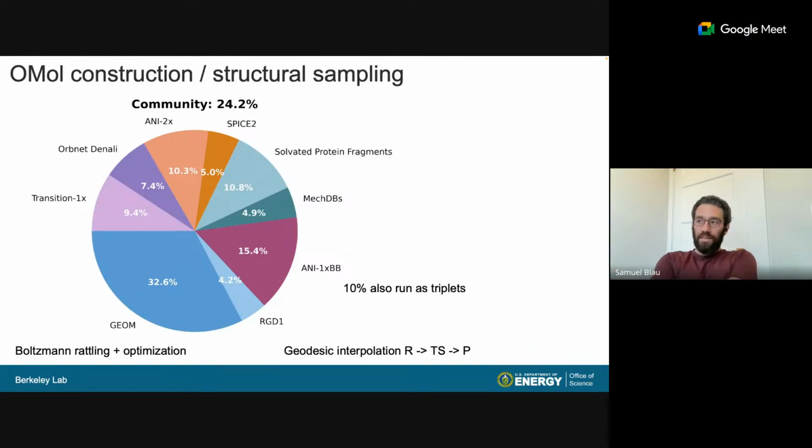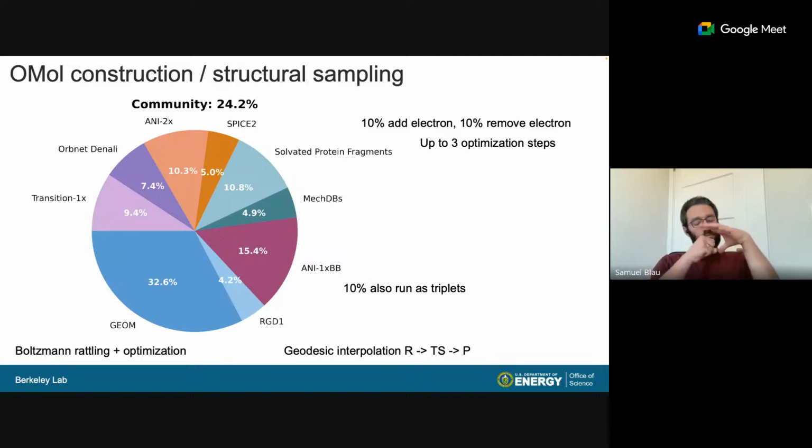We got advanced access to the ANI-1xBB data set from Alexander Isayev. Again, BB here is for bond breaking. So this is more about bonds falling apart and coming together. We also ran a subset of that data set as triplets. We took the solvated protein fragments data set originally built by Oliver Unke, who's now at Google. And these are small solvated protein fragments, as the name would imply. In 10% of the cases, we added an extra electron. In 10% of the cases, we removed an electron to create radical anions and radical cations. And then we did up to 3 optimization steps atop these structures.